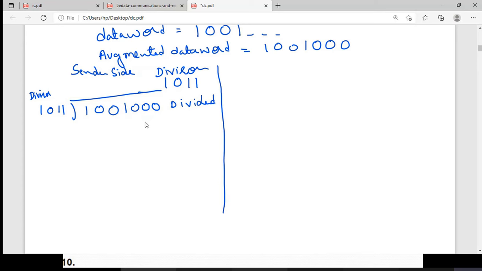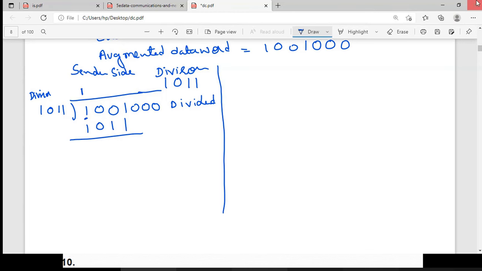Now you need to start the process. I'm considering the first 4 bits of this dividend, 1001, for division purposes. So how to do the binary division here? You need to check the leftmost bit. If it is 1, write the quotient 1, and 1 into this divisor, you are going to get 1 0 1 1. I want everybody to ensure you are understanding. I think till here everybody understood, no? Understand carefully. I'm not going to solve more problems. If you understand one problem, you can do it by yourself.